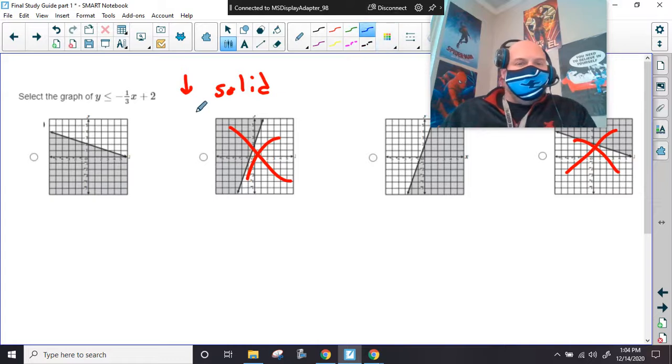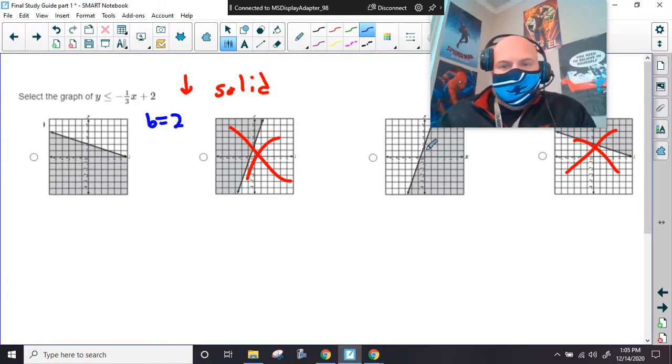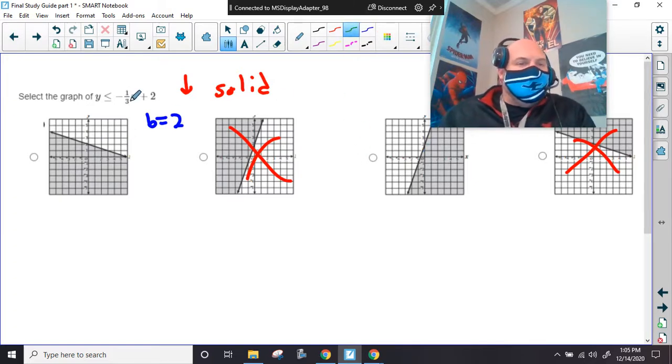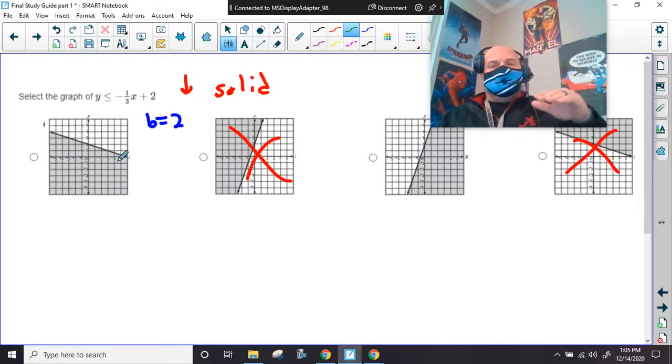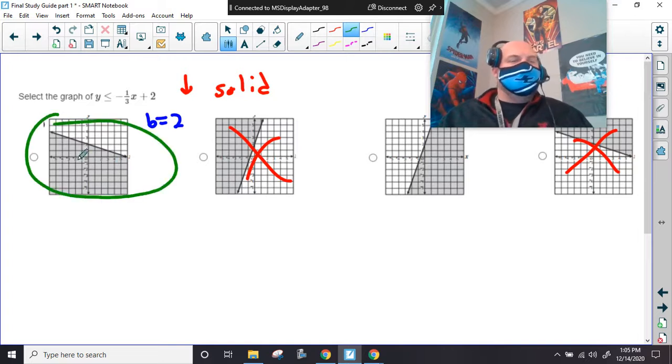All right. I have a b of 2. Both of these have a b of 2. So crap, we're still in it. And a negative 1/3. All right. Remember, negative, I got to remember this because it's opposite. It goes down this way. So here's our answer.